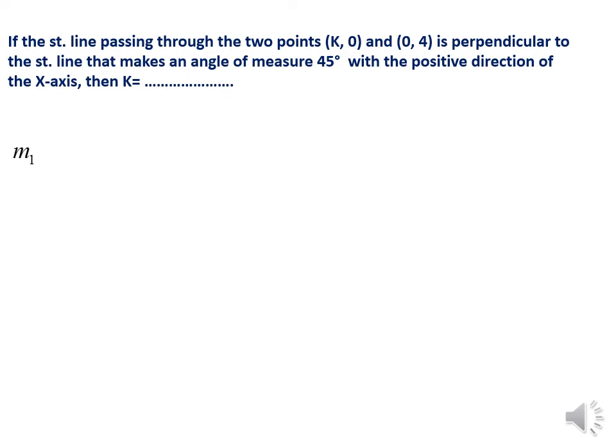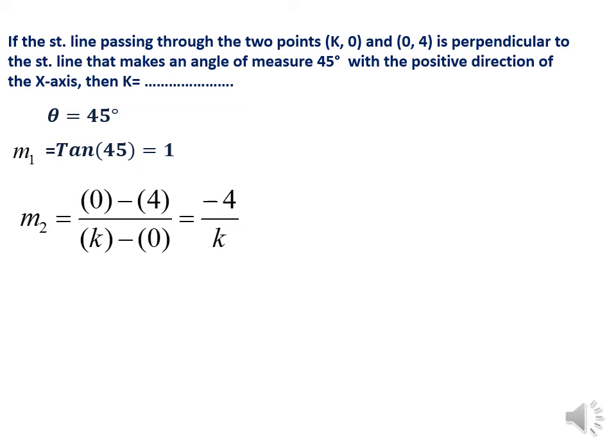First, find the slope of the second one. Here we have theta equal 45, and we are going to find the slope with tan theta, tan 45. Finally, it will be 1, right? To find the slope of the other line, it will be negative 1 over m1, that means m2 equal negative 1 over m1. That means negative 1 over 1.